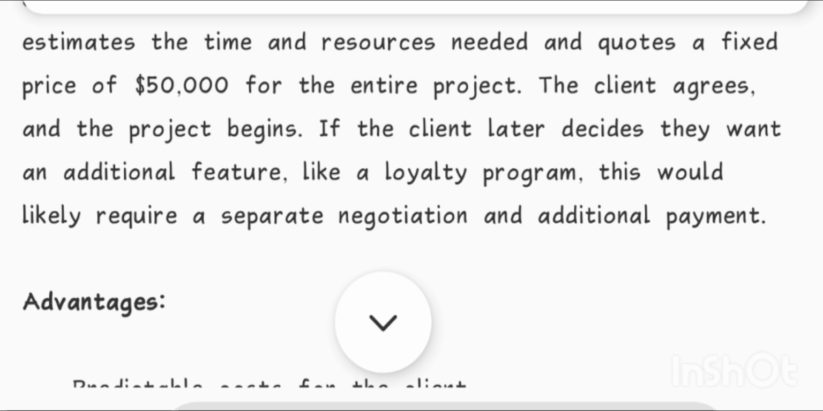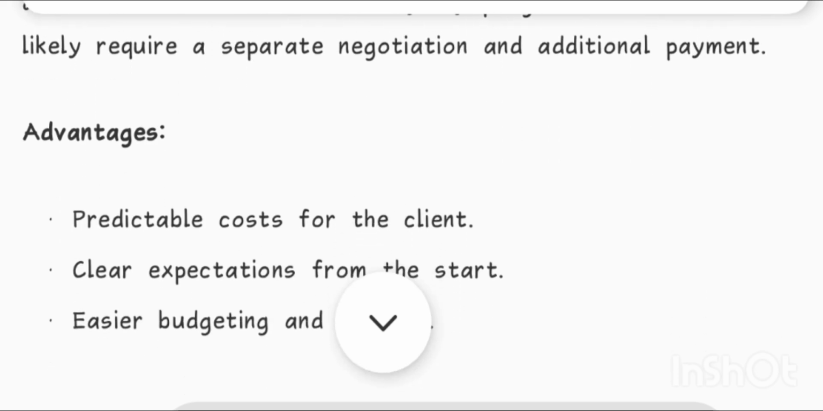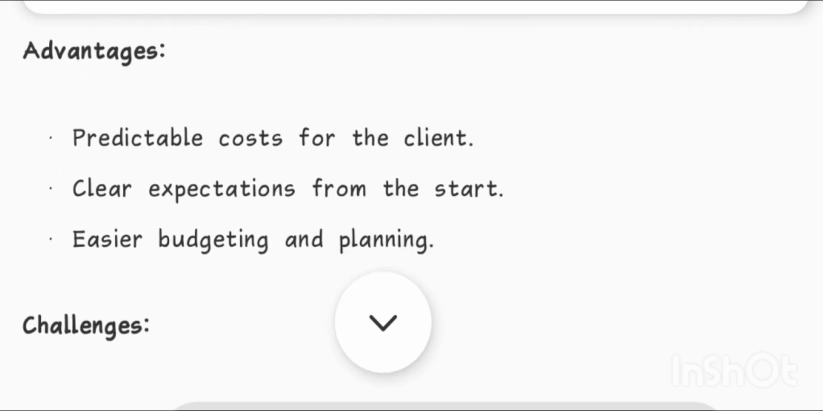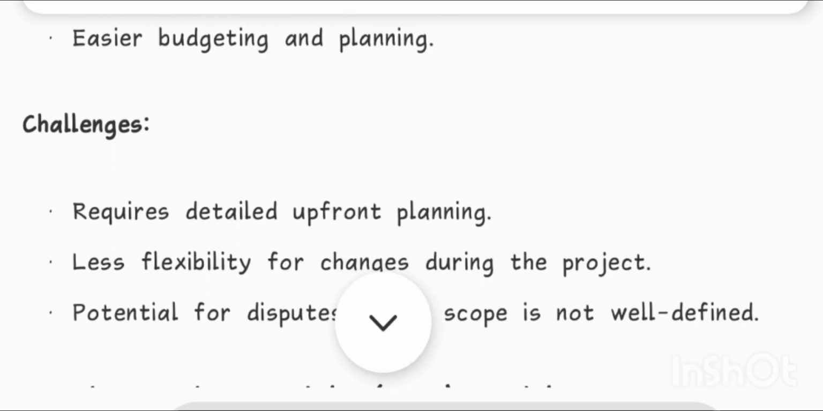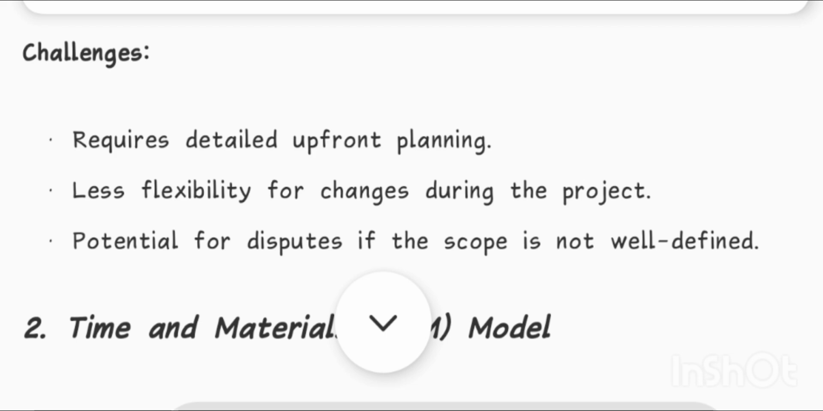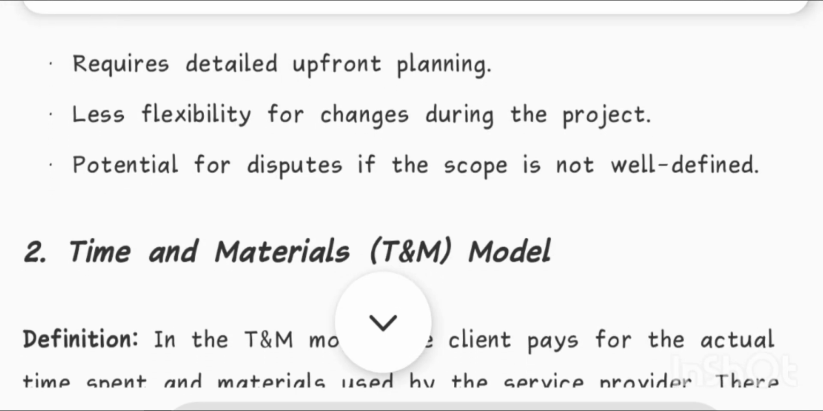If the client later decides they want an additional feature, like a loyalty program, this would likely require a separate negotiation and additional payment. Advantages: predictable costs for the client, clear expectations from the start, easier budgeting and planning. Challenges: requires detailed upfront planning, less flexibility for changes during the project, potential for disputes if the scope is not well defined.